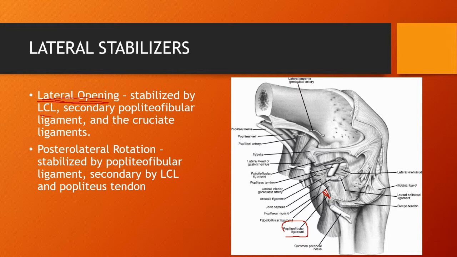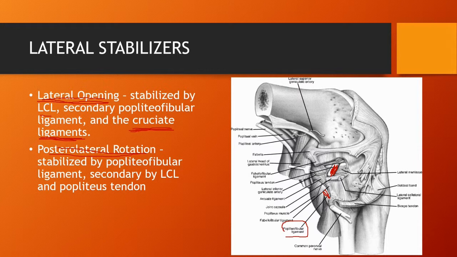Popliteofibular ligament here. And then also is stabilized by both the anterior and the posterior cruciate ligaments. So this may be another example when you detect excessive lateral opening of the knee joint that could suggest a combined injury qualifying the examinee for impairment due to collateral and cruciate ligament damage. Posterolateral rotation forces are stabilized by the popliteofibular ligament primarily, with secondary restraint provided by the lateral collateral ligament and then also the popliteus tendon, which runs right through here.